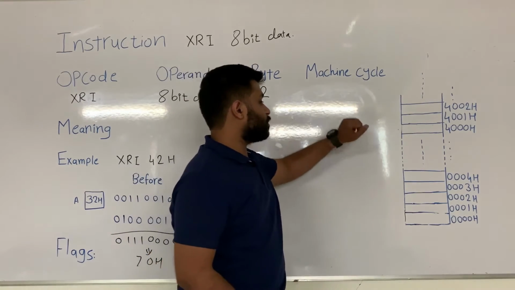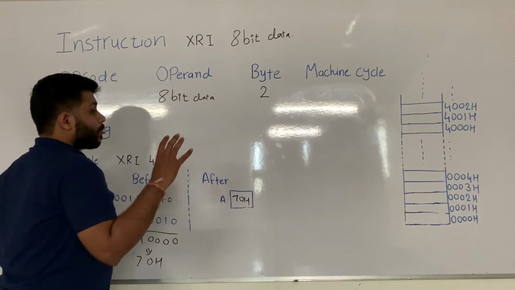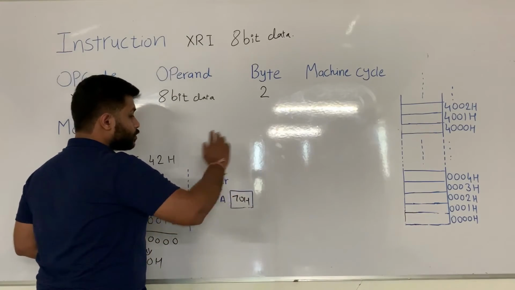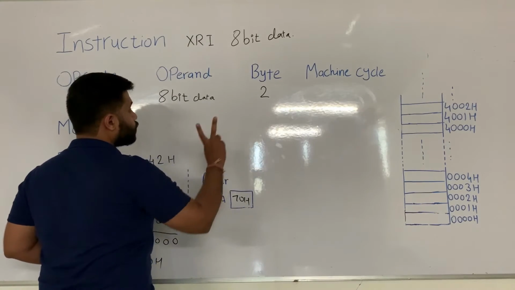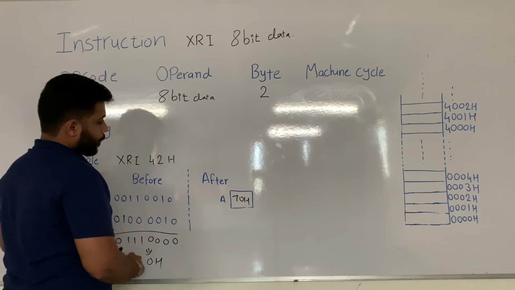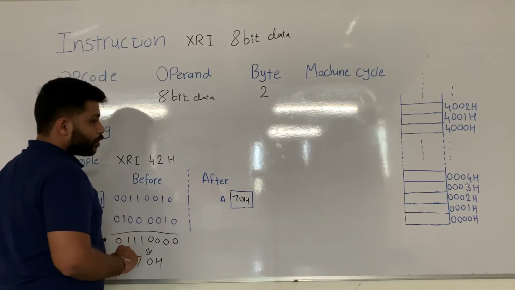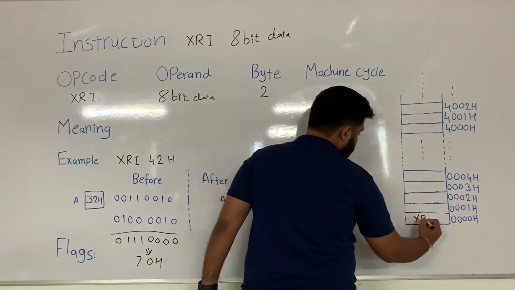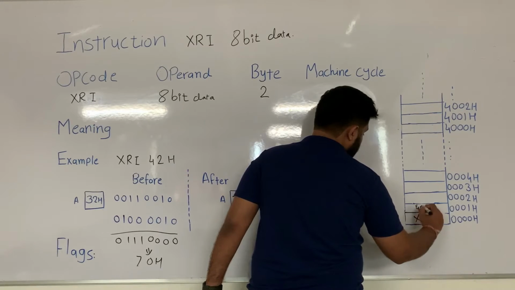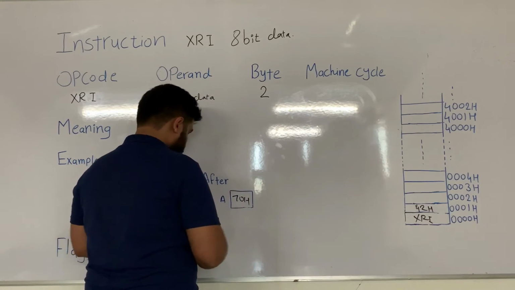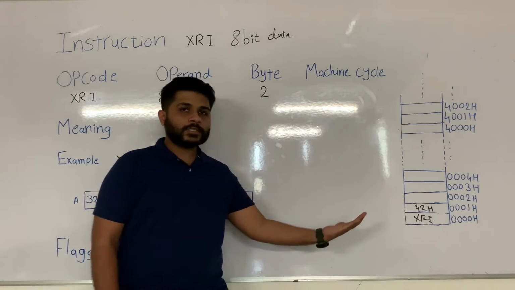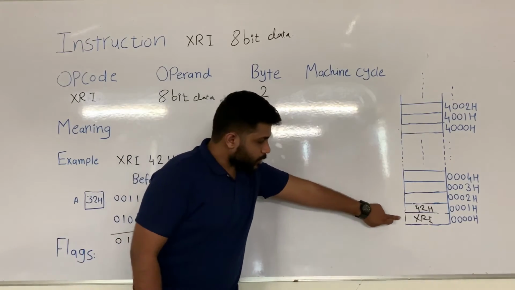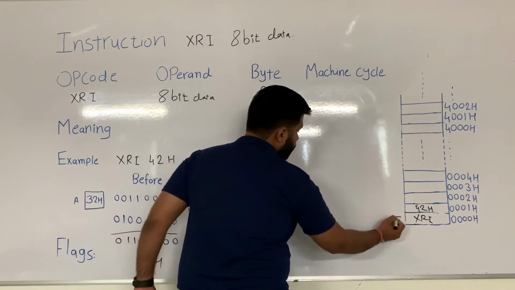Now let's see the machine cycle. First of all, when we give this instruction to the memory, the instruction will be stored. Because this instruction is of 2 bytes, it will occupy 2 memory locations. When this instruction XRI 42H is stored, in the first location the opcode will be stored, and in the second the data will be stored. After the instruction is stored, the processor will start doing its task, that is to fetch, decode and execute. To fetch, the processor will perform the first machine cycle, that is opcode fetch.